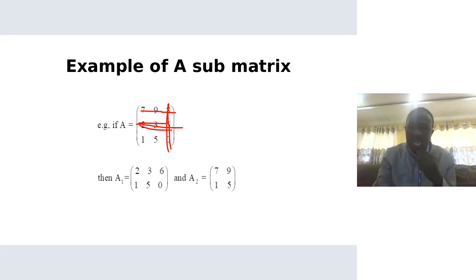One can also decide to delete the first row completely. You delete the second row completely, and you delete the third column completely. So we'll have another matrix A3 having just one row, 1, 5, which is a 1 by 2 matrix. So that is how we get the sub matrices.